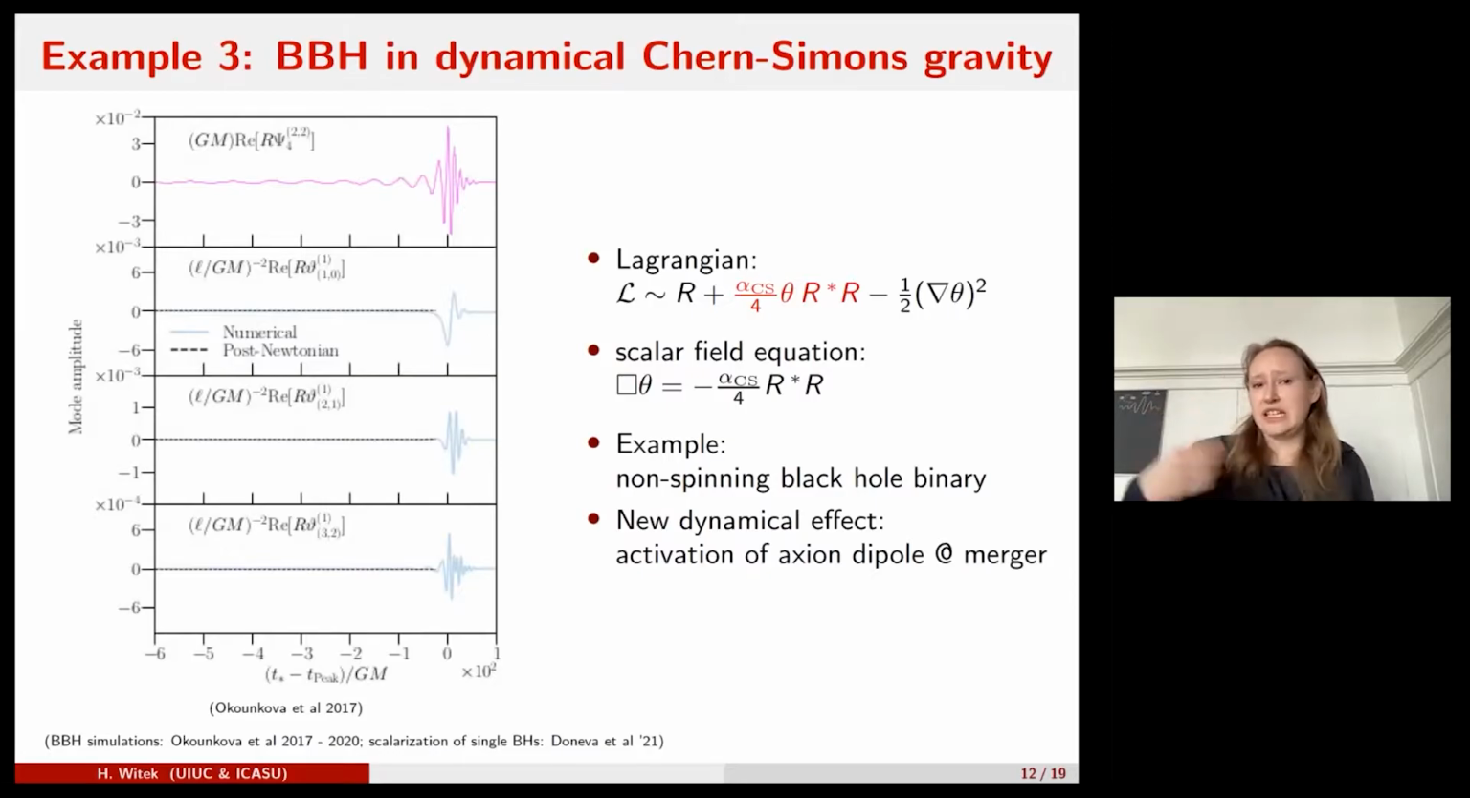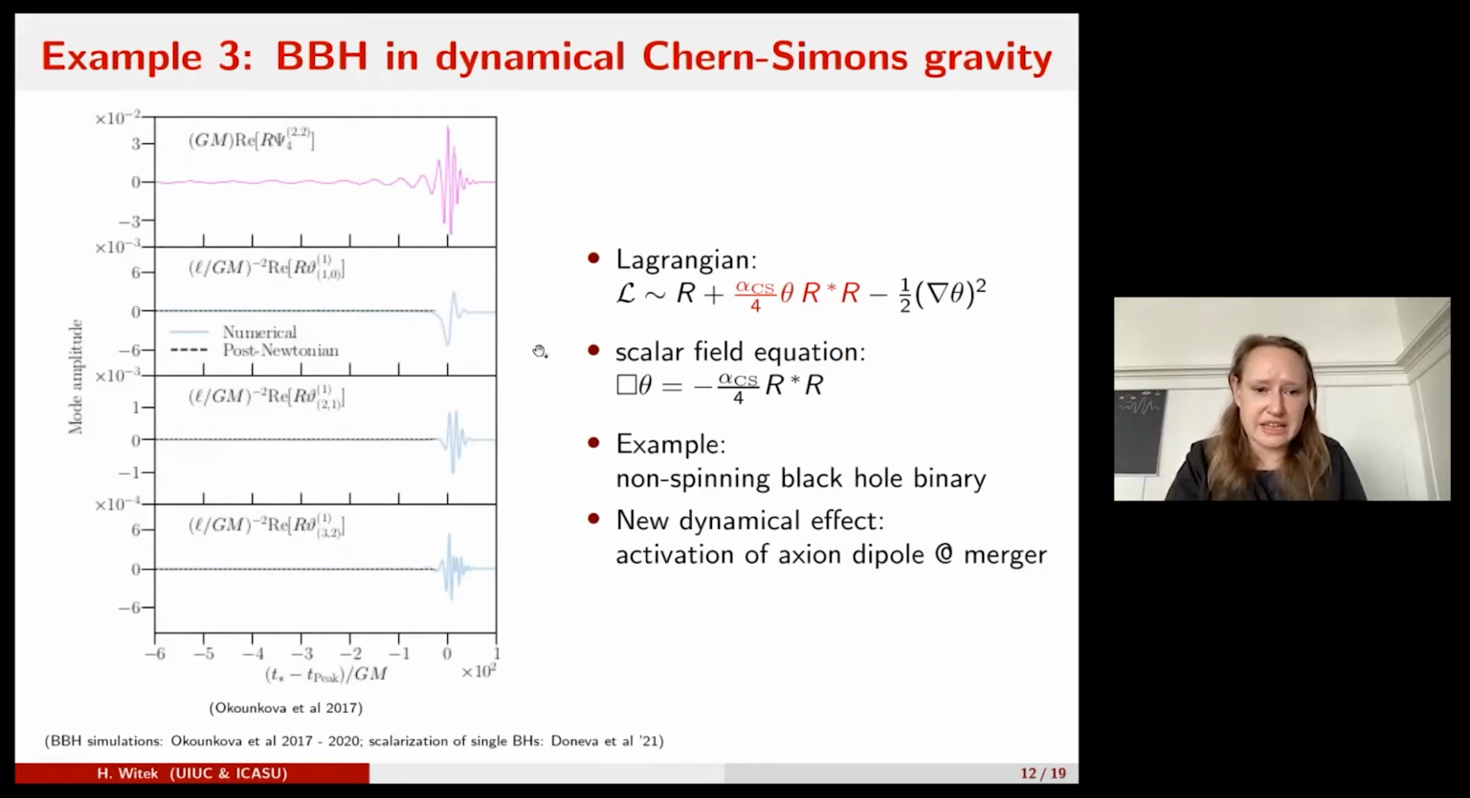So this is one example where we really see a new dynamical effect that we would not have seen without computing the nonlinear merger regime. And I would like you to keep in mind that there are effects that we cannot yet capture with post-Newtonian theory, and we really need the combination of those with numerical relativity to get a consistent picture and to understand new dynamical effects during the merger.